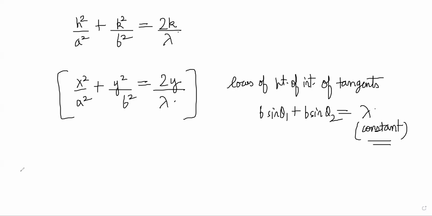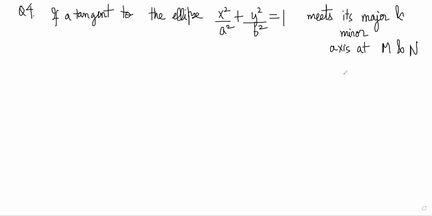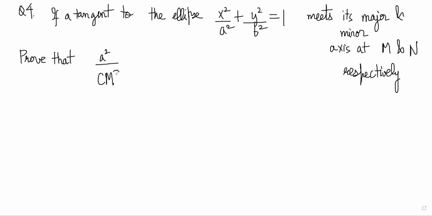This is a question from JEE Mains. This says, if a tangent to the ellipse x square by a square plus y square by b square equals 1 meets its major and minor axis at M and N respectively, prove that a square by CM square plus b square by CN square is equal to 1, where C is the center of the ellipse.